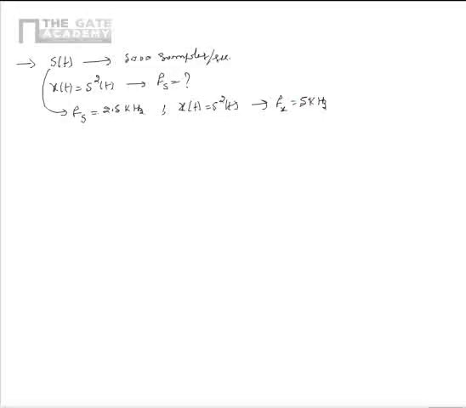This is because x of t in the frequency domain is equivalent to S of j omega convolved with S of j omega. This is because multiplication in time domain is equivalent to convolution in frequency domain. From this we see that the signal x of t has a frequency of 5 kHz. So the sampling frequency of x of t for alias free reconstruction is 2 into fx, that is equal to 10 kHz.